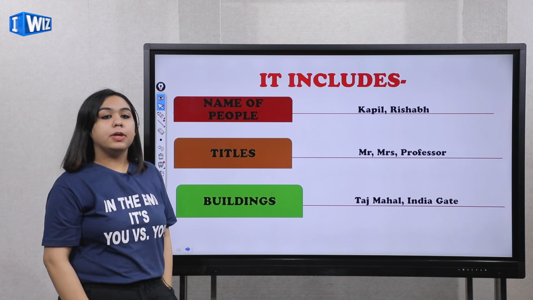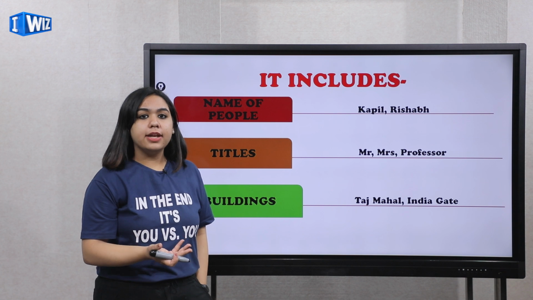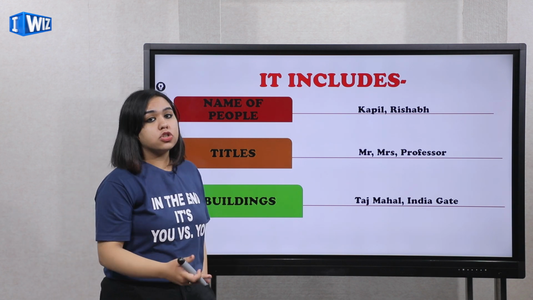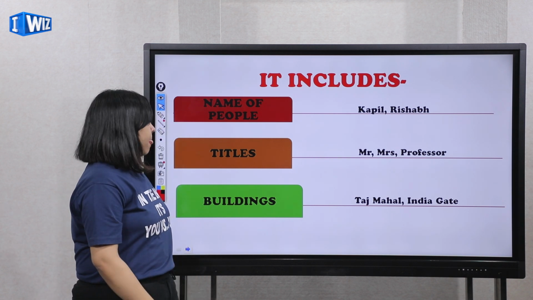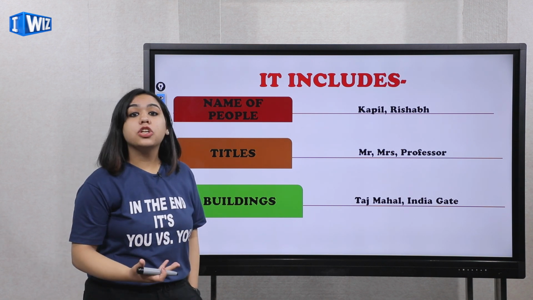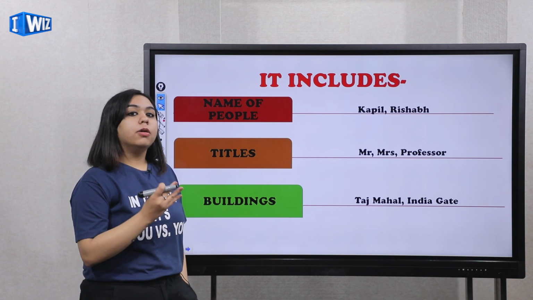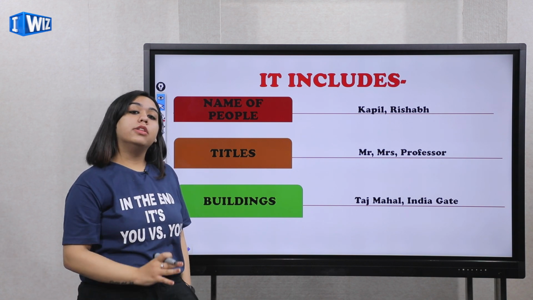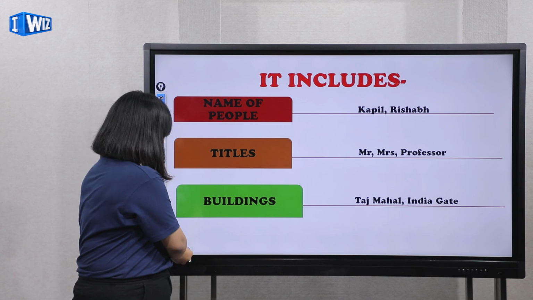First of all, names of people. If I say Kapil, Rishabh, again it's the name of a person, right? It will be a proper noun. Titles, whenever we say Mr. or Mrs. or Professor, again it's a proper noun. Keep that in mind. Then buildings or monuments, for example Taj Mahal, India Gate, Eiffel Tower. So these particular places, monuments, buildings, people and titles will come under the category of proper nouns which you can name. Let's move on.